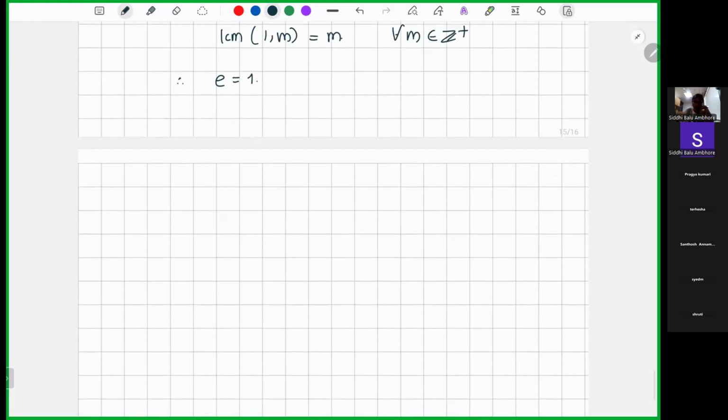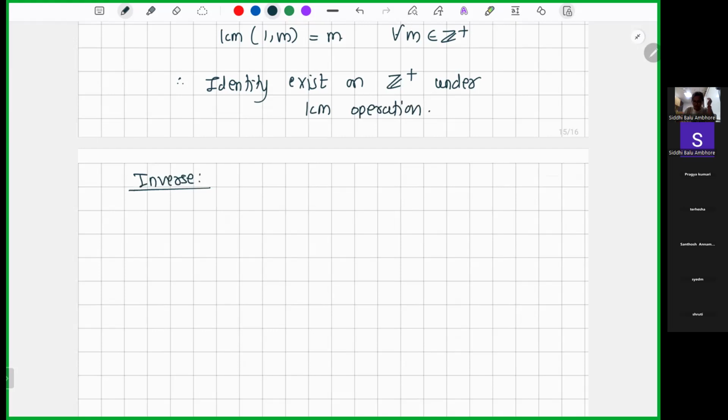So we can talk about inverse, right? Since identity exists on Z plus under LCM operation. Exactly. As Santosh pointed out, since identity exists, we can talk about the existence of inverse for a given element in the set. So since identity exists on Z plus under LCM, we can talk about inverse here. Okay, so what is your guess? So what does inverse mean?